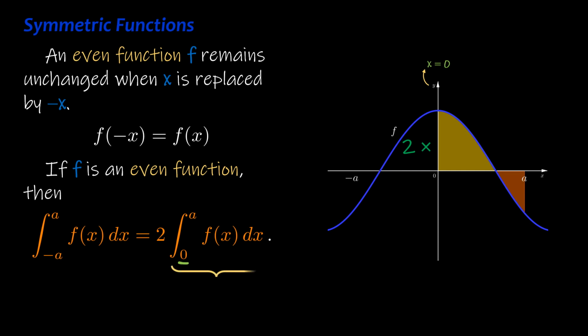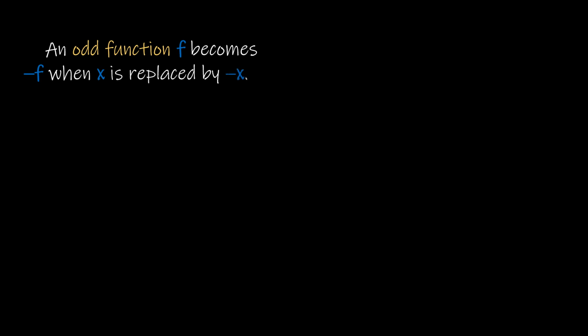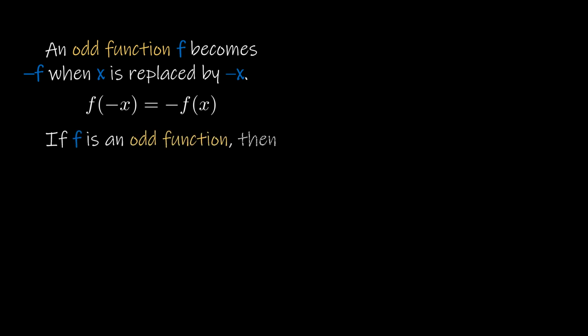Keep in mind that the definite integral is the net area of f when f is above and below the x-axis on the given interval. An odd function f becomes negative f when x is replaced by negative x. That is, f of negative x leads to the negative of f of x. If f is an odd function, then the integral of f of x dx, from negative a to a, is equal to 0.